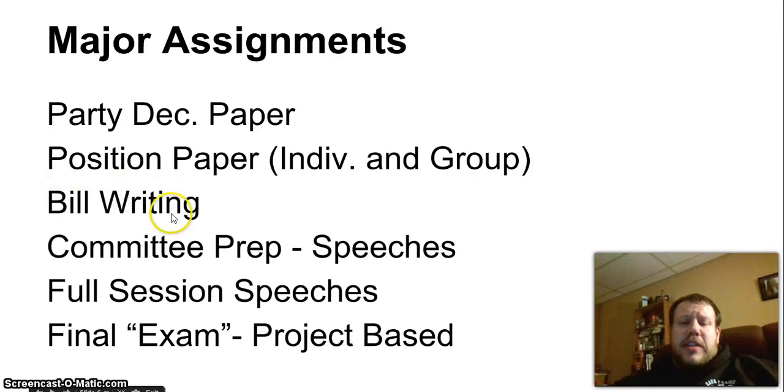Later on, we'll do our bill writing. We're going to write a bill about a topic of our choosing with a small group of people. They're also going to write what's called a position paper, essentially a short paper explaining why their bill needs to be passed and why they feel their bill is the right option to solve the problem that's there.